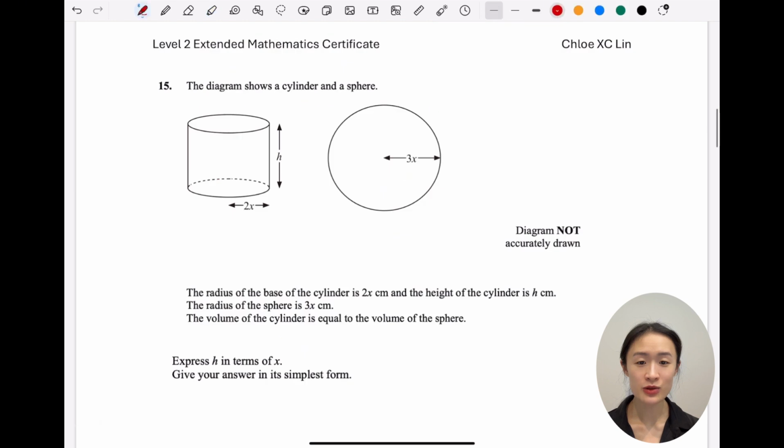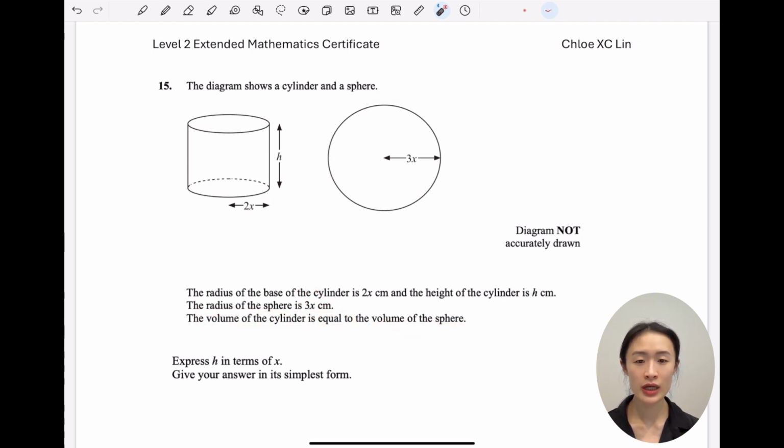Now moving on to the second question, it's very similar. We are given two shapes. One is a cylinder, the other is a sphere. The radius of this cylinder is 2x and the height is h. And we are told that the radius of the sphere is 3x. And again, the volume of these two shapes are equal.